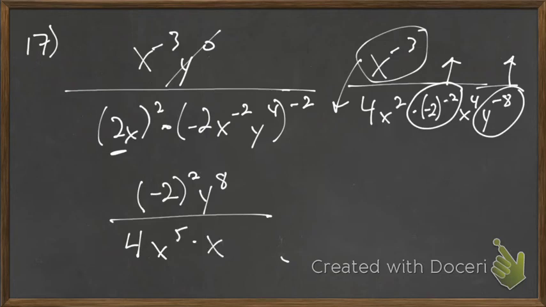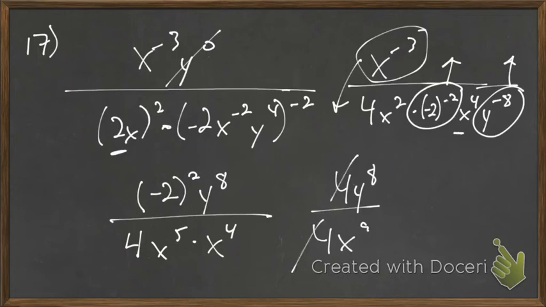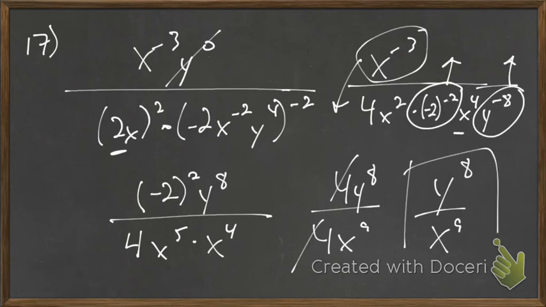Oh, there's still an x to the 4th, but let's just do another little intermediate step. That's the one I just had there. So negative 2 squared is 4, y to the 8th over 4x to the 9th. My 4 is simplified. I get y to the 8th over x to the 9th. Oh, what a simple answer for what a not simple start.